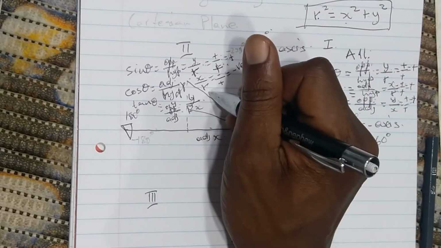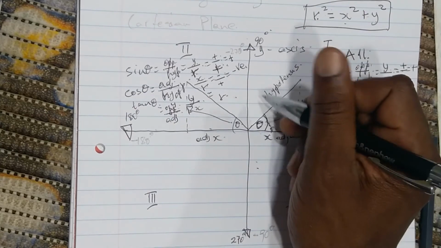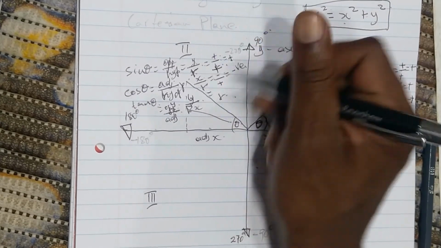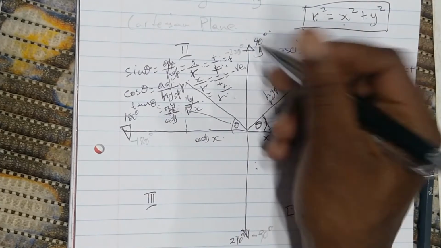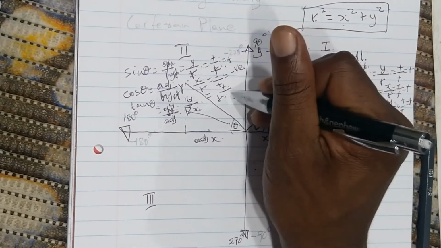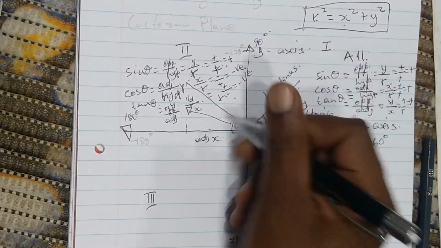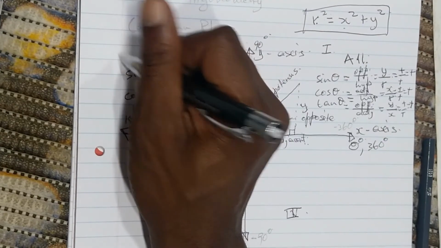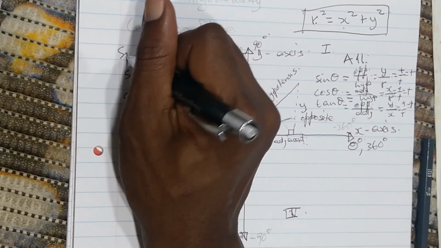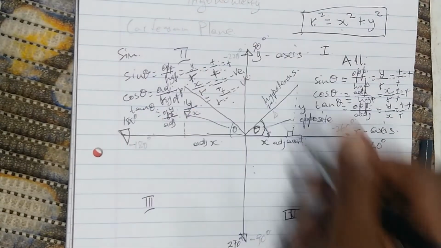And then again, if we look at the tan, y is positive over x, which is negative, so it gives us a negative. So here what we are seeing is that it is only sine that is positive.